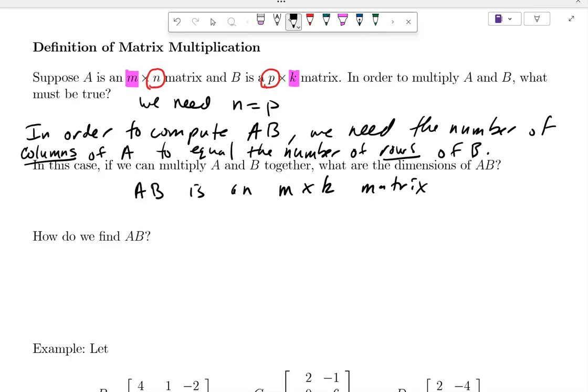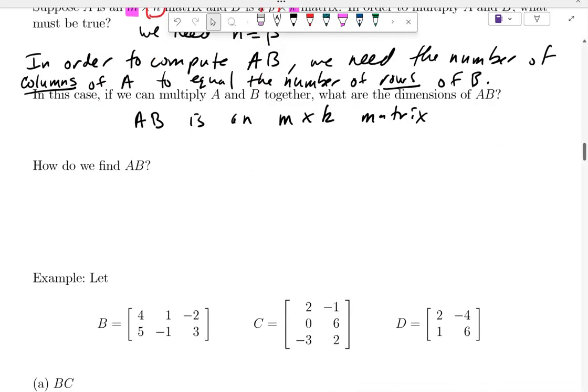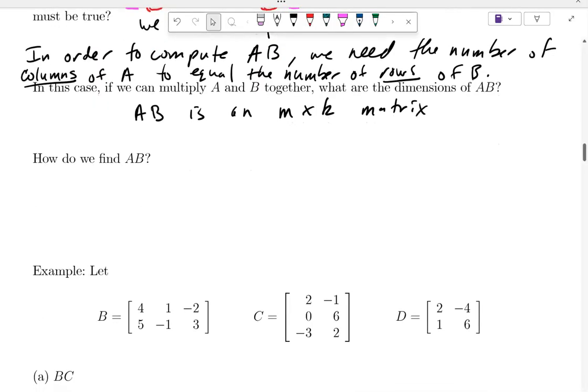Okay? I know it seems a little strange. So how do we actually do this? Well, I'm going to do one particular product here to show you how it's done, and then we'll talk about how it gets matched up in the other examples.